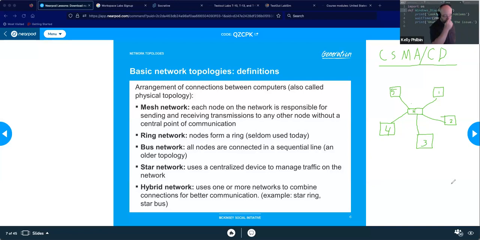Lastly, we have a hybrid. All a hybrid is is a combination of these others. The most common hybrid network you see is called a star bus. So say you have an office building and you have five floors, you would probably set up a star network on every single floor and then use a bus to connect all the floors together. So the bus would run vertically between the floors and you'd have a star on each floor. Does that make sense? And that would be technically a hybrid network.